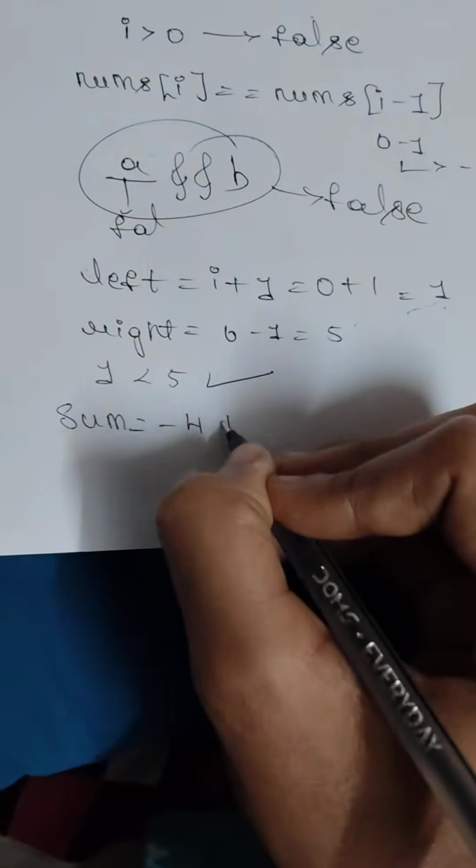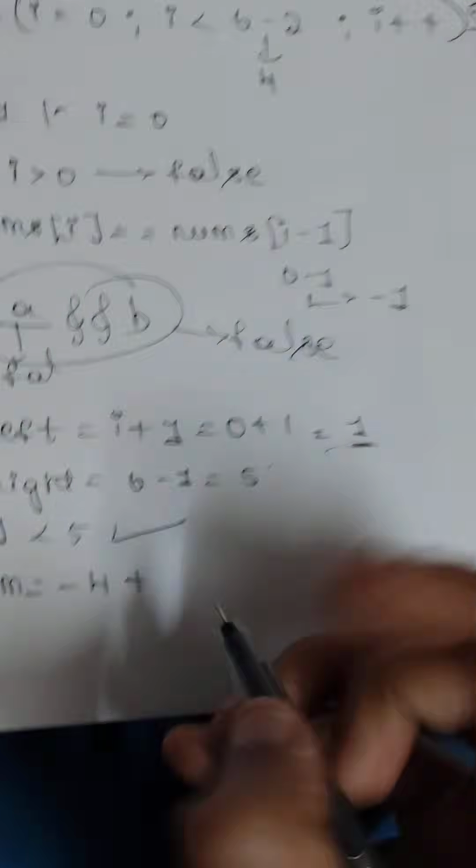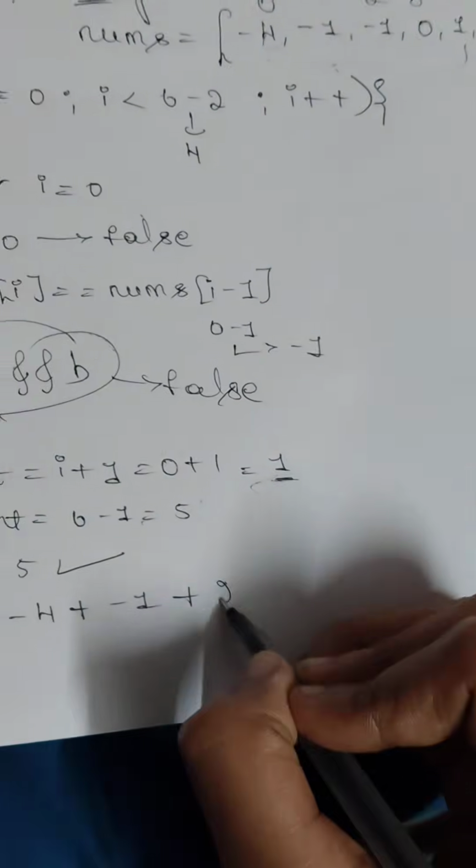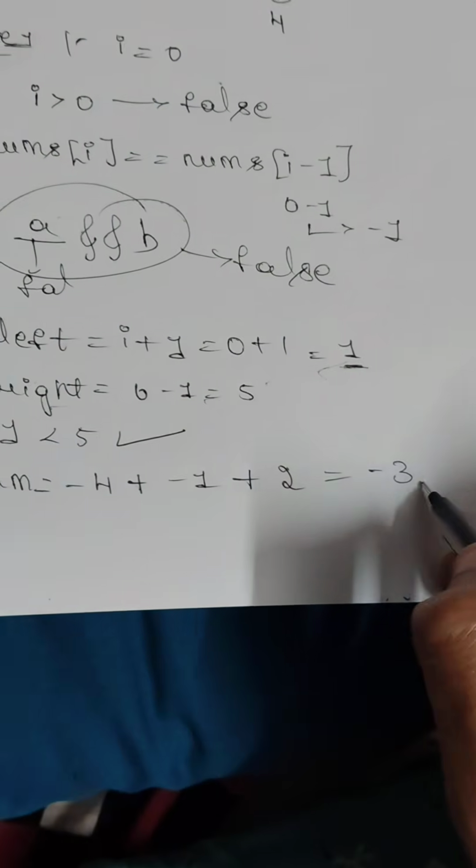What will be my nums of 0? Minus 4. Minus 4 plus, what will be my nums of left? Nums of left, that is nums of 1, so it is minus 1, plus, what is my right? 5. Nums of right is what? 2, which is equal to 2. So what will be my answer? So my answer will be minus 3. So clearly it is not equal to 0.